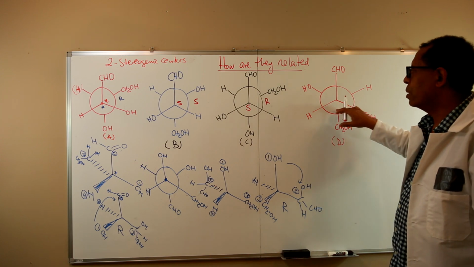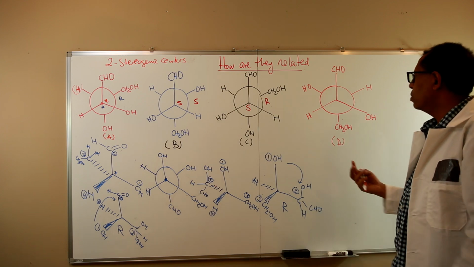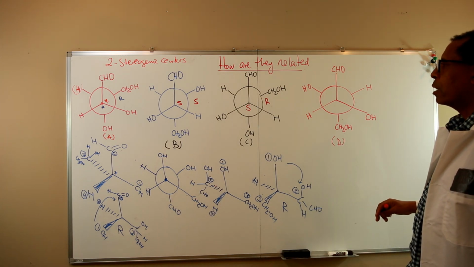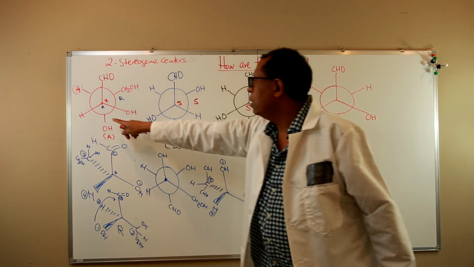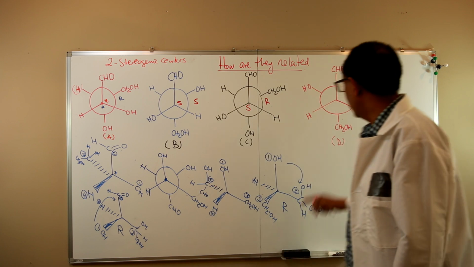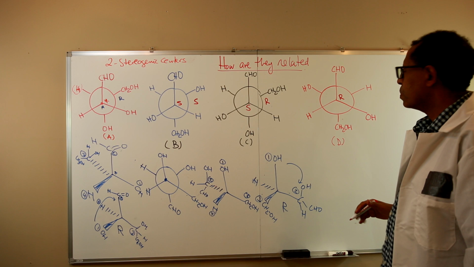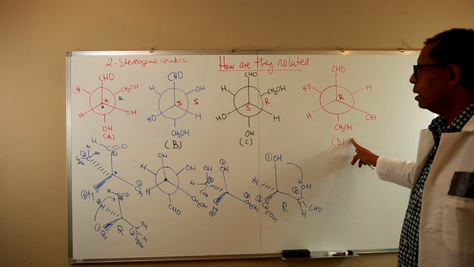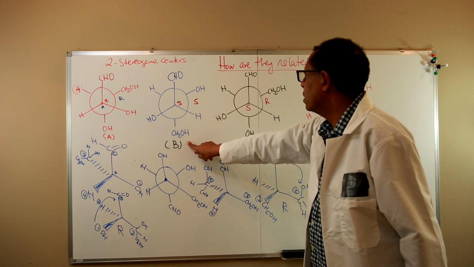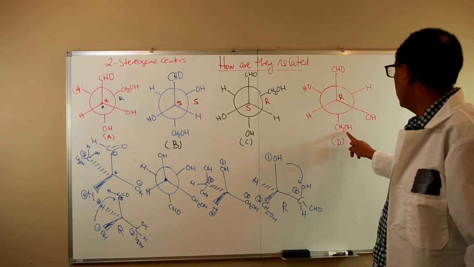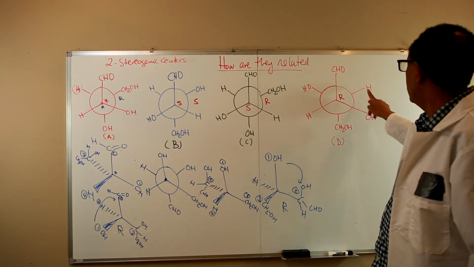How about for this one? Now, once you figure out one of them, it is easier to come up with a logical explanation for each one. So CHO, OH, H is this one for the front one. So it is an R configuration for the front. How about for the back? The back, I have CH2OH down, right? CH2OH down, but OH is here and H is here.